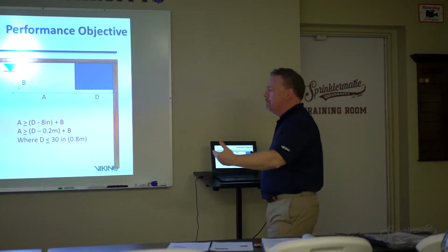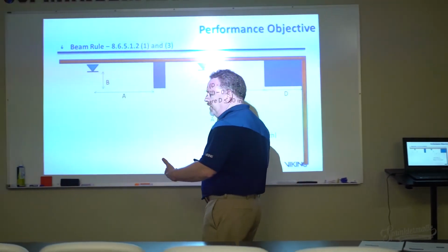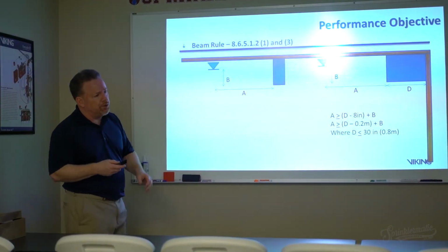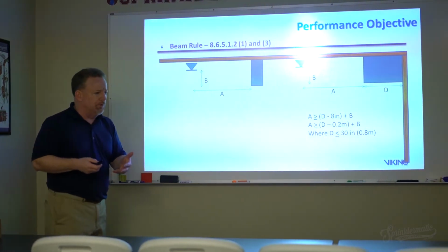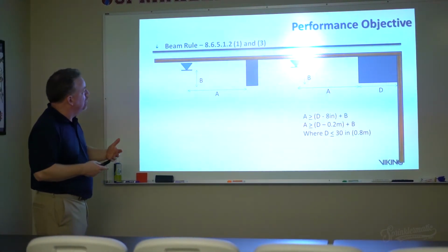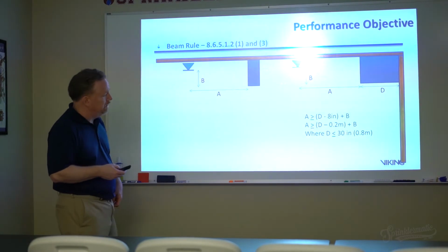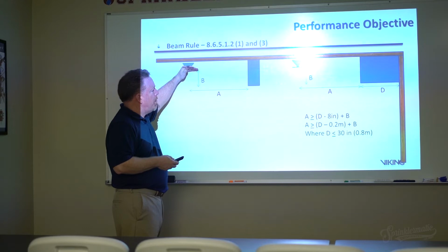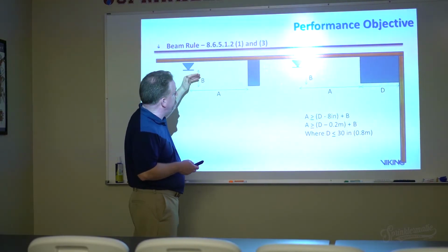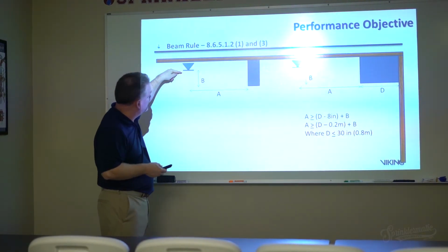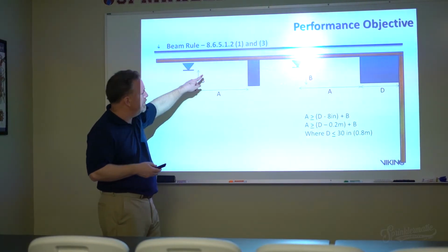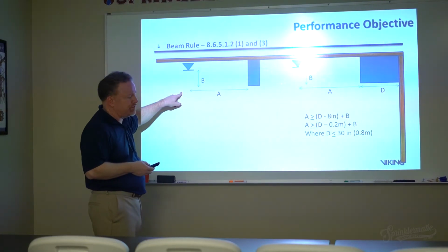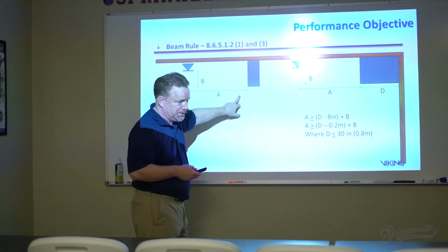All right, now we get into some of the performance objectives, specifically for standard spray. I mentioned earlier there are a couple of different rules that we use when evaluating obstructions. The first one is called the beam rule. The beam rule says that the sprinkler deflector can be a certain distance above the bottom of an obstruction, depending on how far the sprinkler is from the bottom of the obstruction.